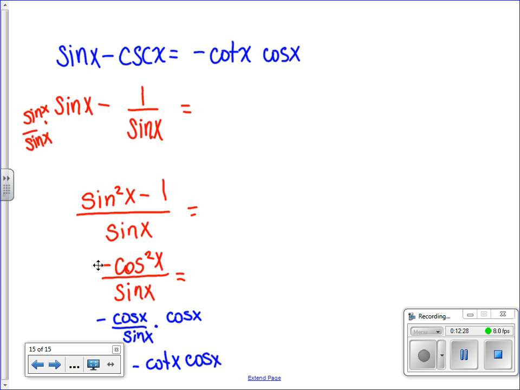Same steps still apply. Look for the easiest side for you to do. It's the more complicated side, but this side for you to do. Change everything to sine and cosine. Remember your goal. Remember what you're trying to get to.